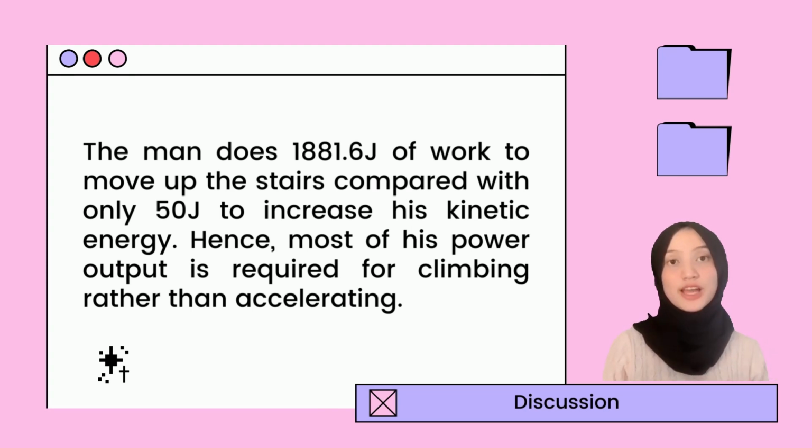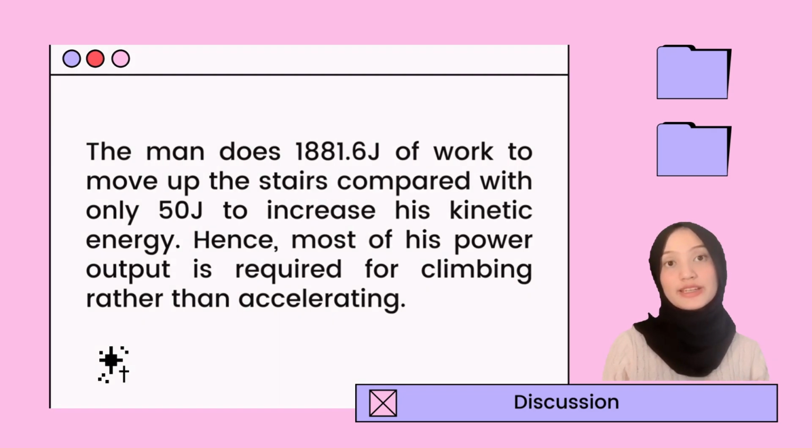Moving on to the discussion, the man does 1881.6 joules of work to move up the stairs compared with only 15 joules to increase his kinetic energy. Hence, most of his power output is required for climbing rather than accelerating.